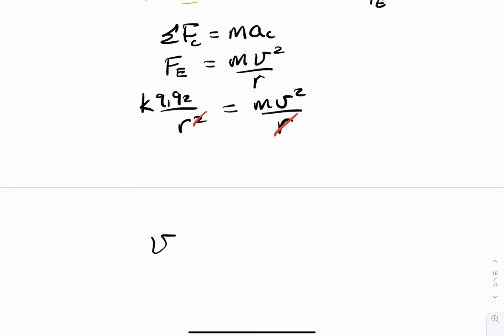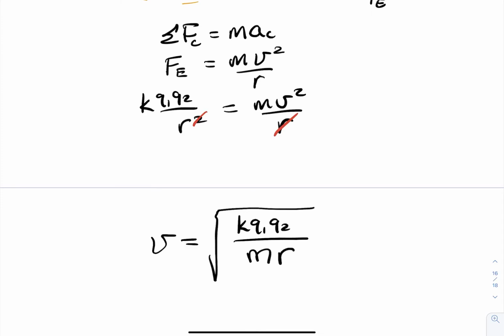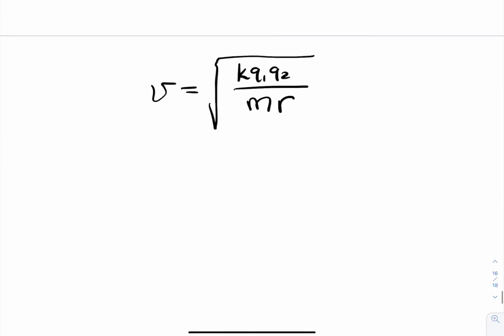So we get v equals the square root of k q1 q2 over, the r is still there, and now the m is moving to the bottom, and so we have m r. All right. So we've got a bit of a solution for us. I'm going to go ahead and substitute the values. That's always our next step.